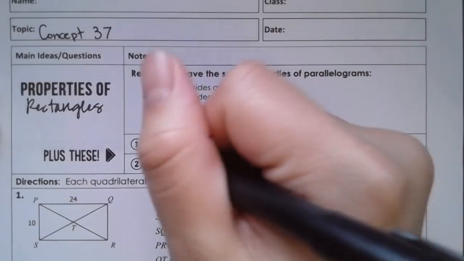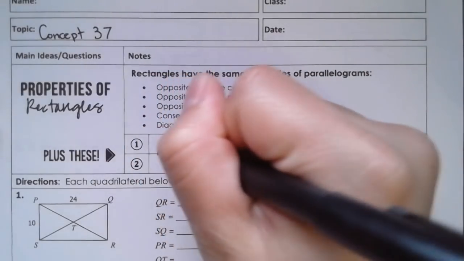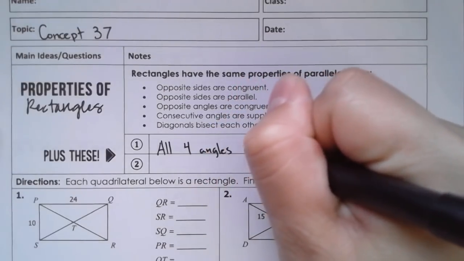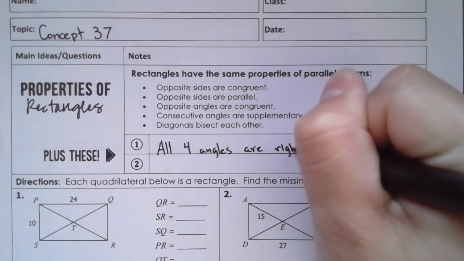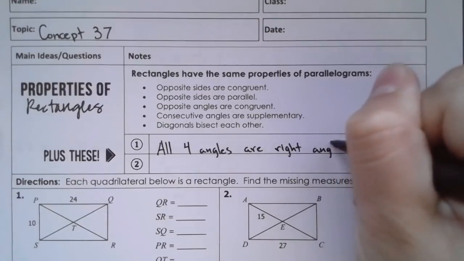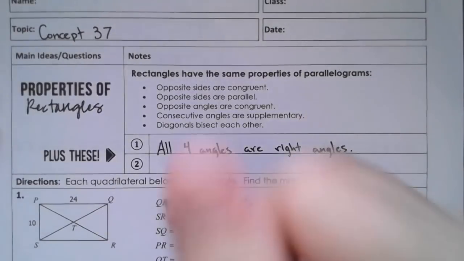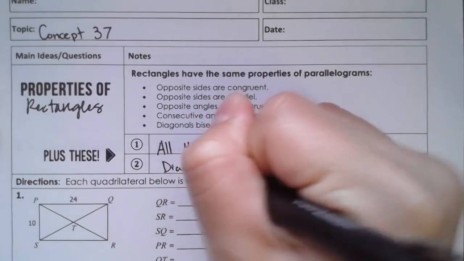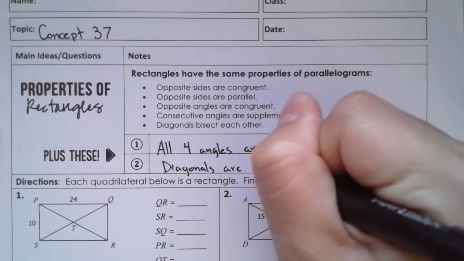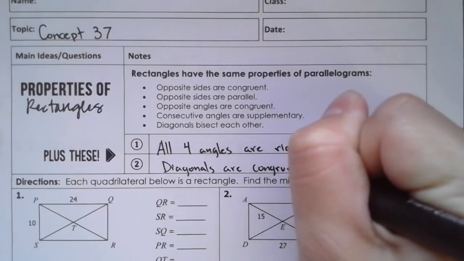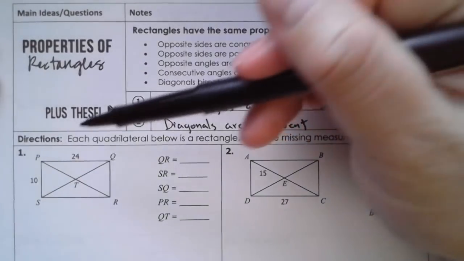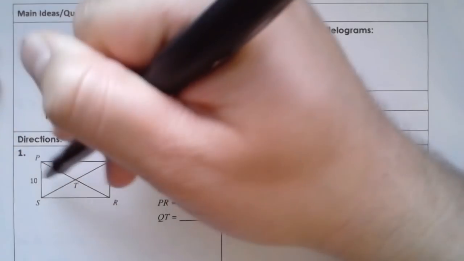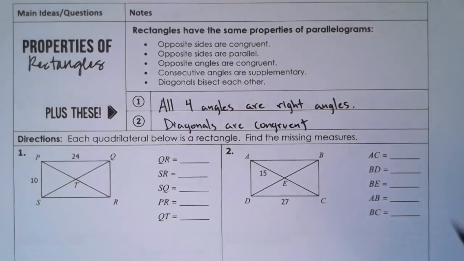There's 2 more. They are all 4 angles are right angles in the rectangle, and 2 diagonals are congruent. And what do I mean by diagonals? Those are the lines that we can draw from one corner of a rectangle to the opposite corner. So in this case they are equal.